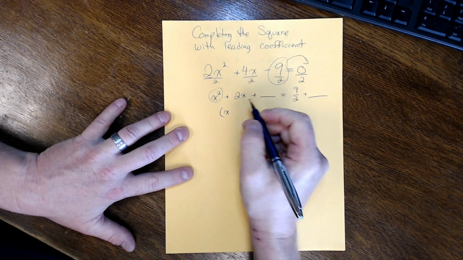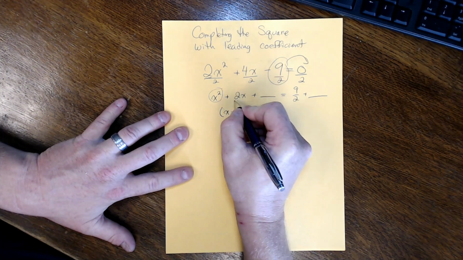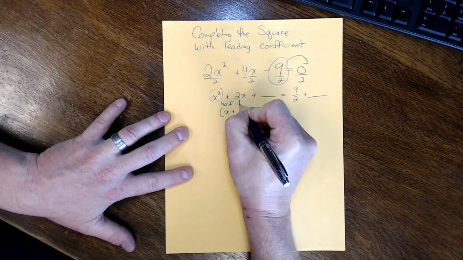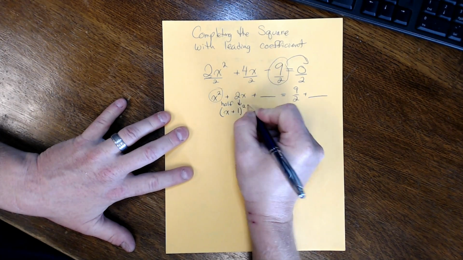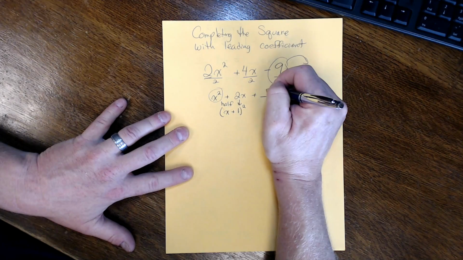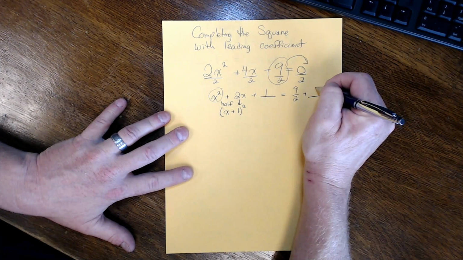Bring down the square root. I'm going to have half of 2. And then I'm going to square 1. 1 is going to go right here. I'm going to add 1 to both sides.